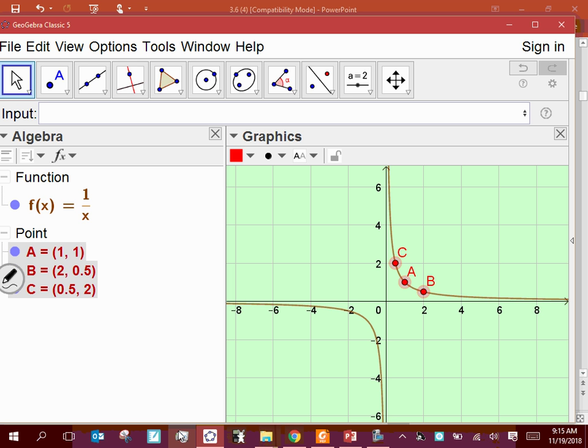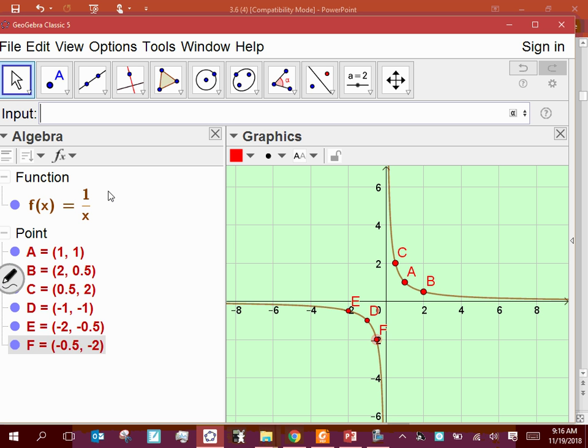Those 3 points, now maybe you don't see it so much with the first one, 1 comma 1. But if I look at 2 comma 1 half and 1 half comma 2, those ordered pairs are somewhat reciprocal to one another, right? Sometimes 1 over x is referred to as a reciprocal function. Okay. Now I'm also going to have the same thing, but they're going to be negative. I'm going to negate A, negate B and negate C. That gives me those points there. Okay. Those are the 6 points that I would commit to memory to graph 1 over x.